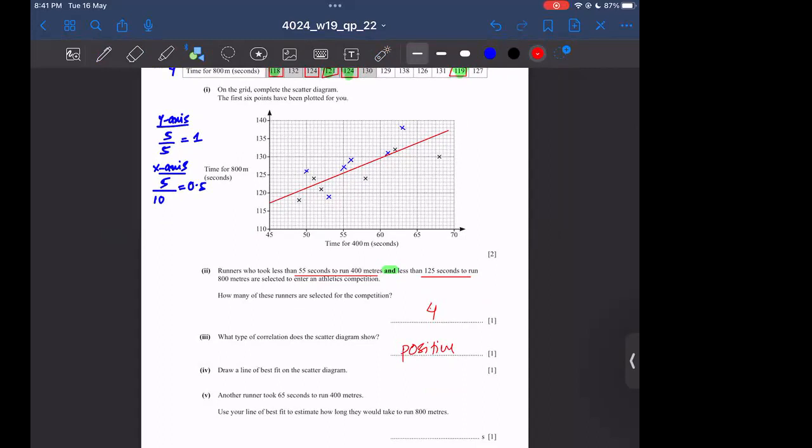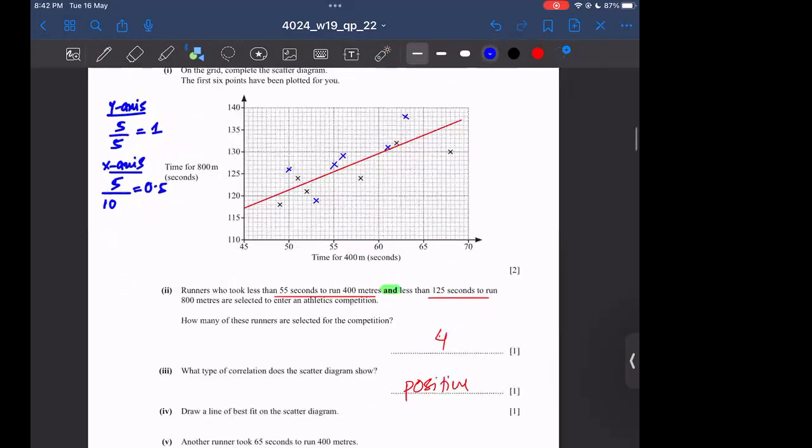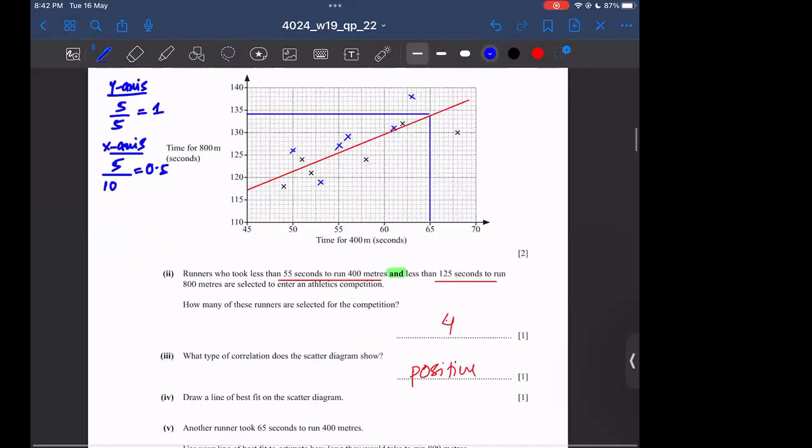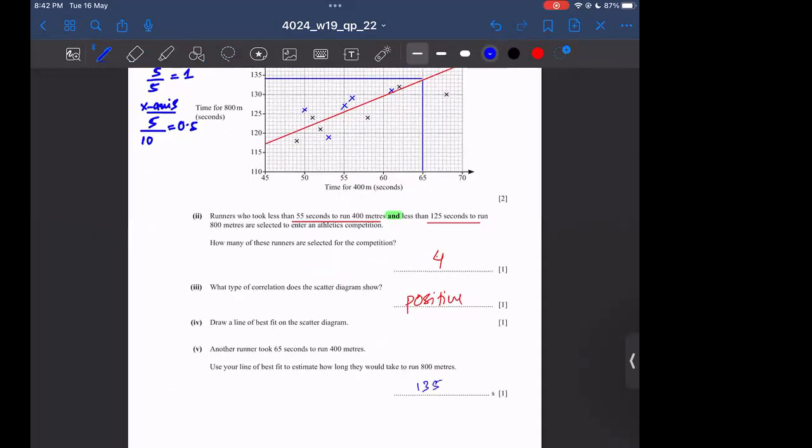Okay, so we have to have 400 meters, 65 seconds. The 65 second value for the 400-meter race is this one. We have to estimate the value of the 800-meter race with respect to this one. So I'm going to take the y value from the 800-meter race, and this is going to be 134 here. So this is the estimated value. It must be a range of values that is given in the marking scheme, but 135 is reasonable over here. Okay.